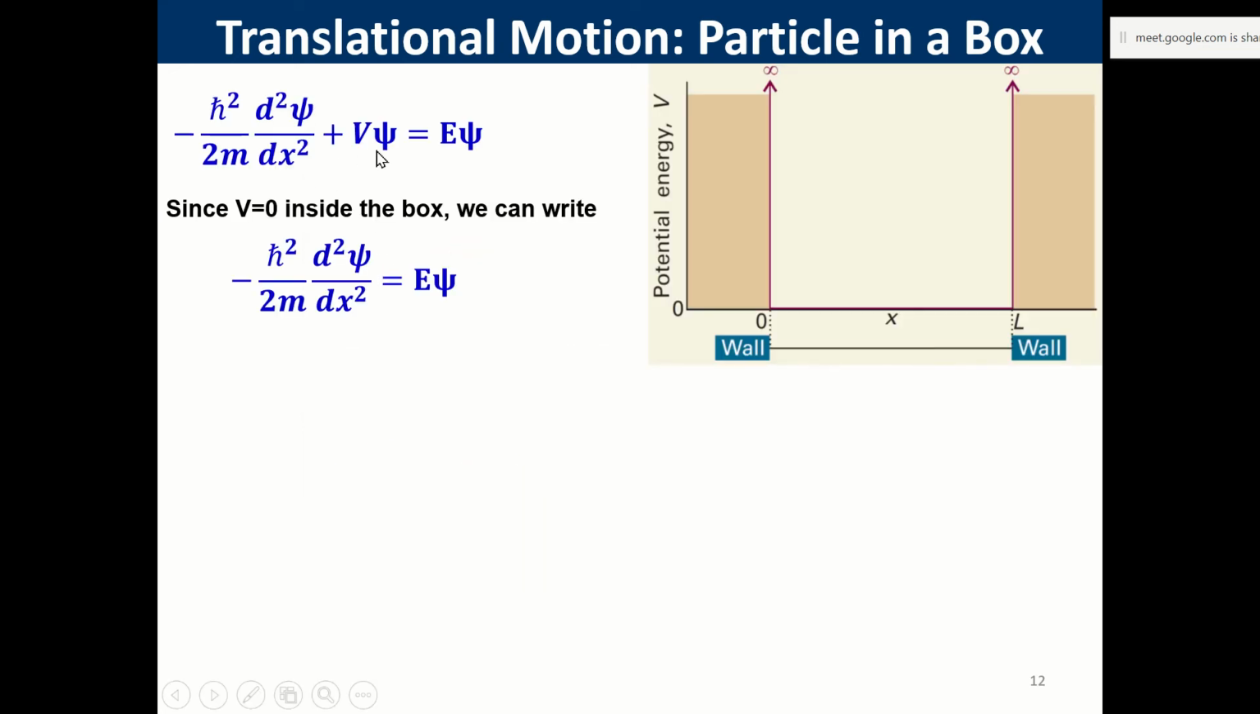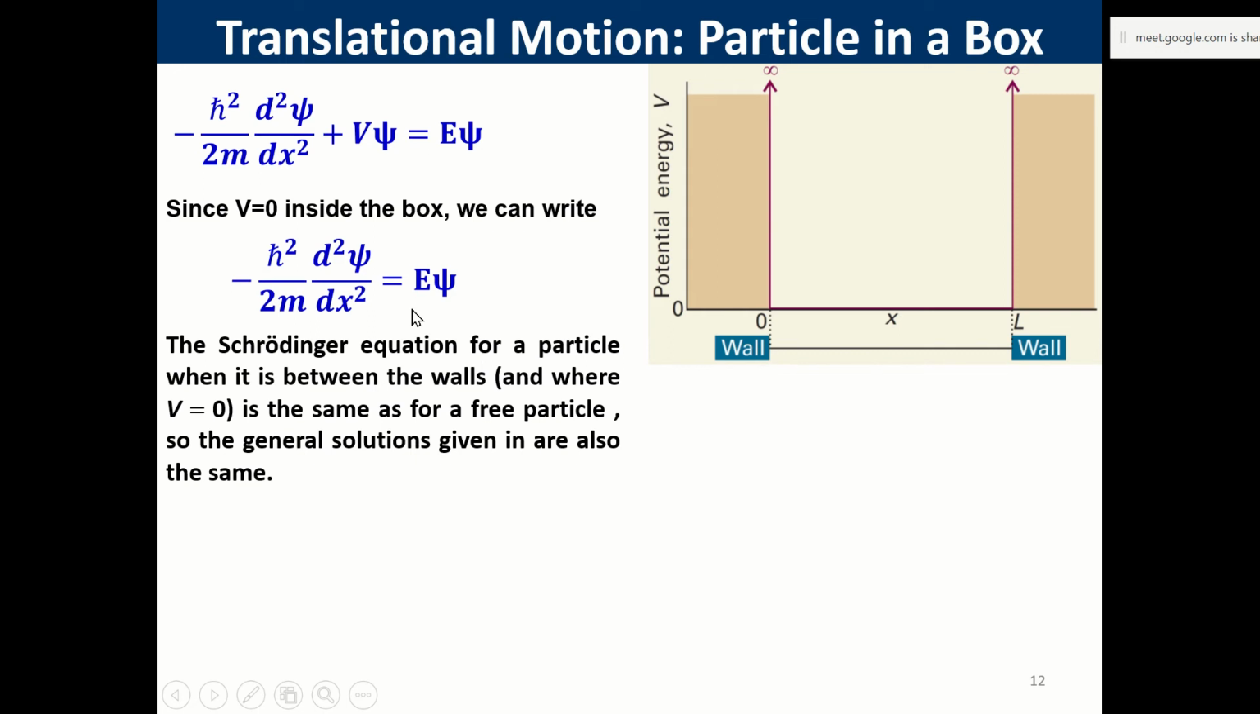That's why when we write the Schrodinger equation for such a particle, V is 0 inside the box, and our equation gets simplified. And what we noticed last time was that this is the general type of solution for translational motion, which fits in the Schrodinger equation and satisfies this equation.